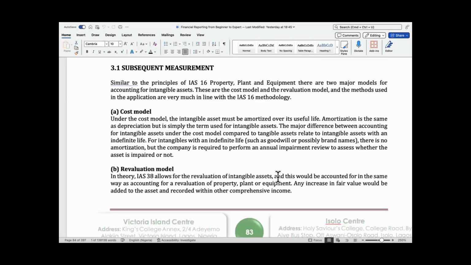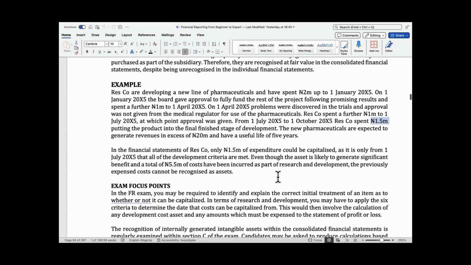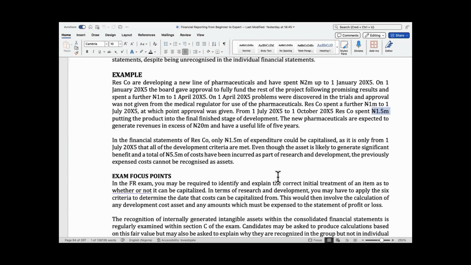In this example you gave us, we have board approval, we have regulatory approval. What if in a question we only have board approval, no regulatory approval? What should we consider? So that means any cost incurred after board approval will be capitalized. So in that scenario, there's no need for regulatory approval.